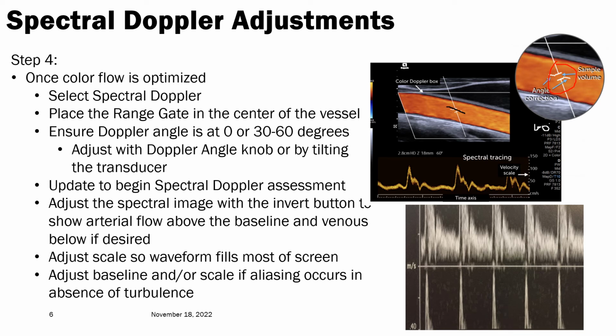Now, once you feel like you're happy with your Doppler angle, you can adjust the sample volume, or what we call the range gate. You can make it larger or smaller. Most of the time you want to keep a relatively small range gate, or you'll start to get a lot of artifactual information from maybe slower flow with the wall or something like that. So once all of that is set, then you can go ahead and hit update, and that will update your system so that it starts taking the spectral Doppler tracing.